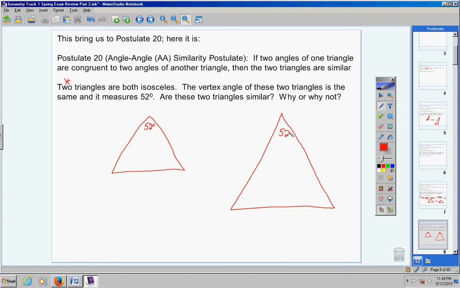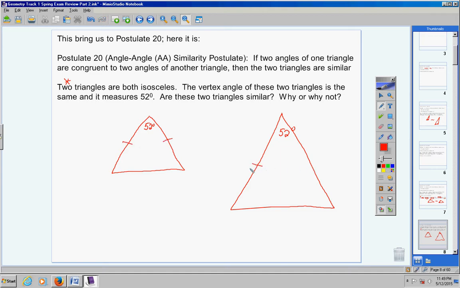Now, at first glance at these two triangles, I'm going to say no. We do not know for sure that they're similar because all that we have is one angle in one triangle congruent to one angle in another. That's the first thing that pops out. But hold on, let's take a second. We do know that we have isosceles triangles. That means this side is congruent to this side, and this side is congruent to this side.